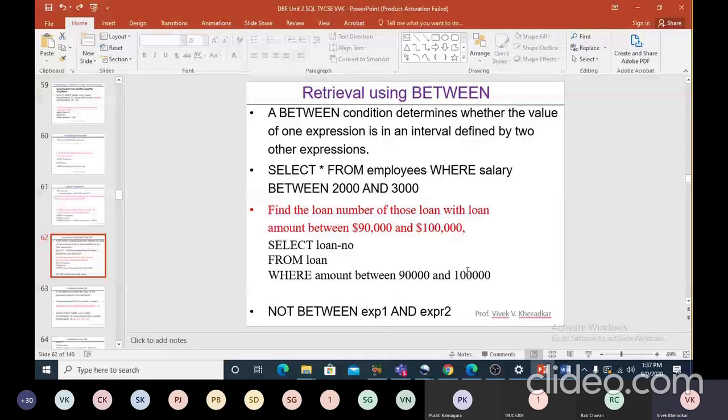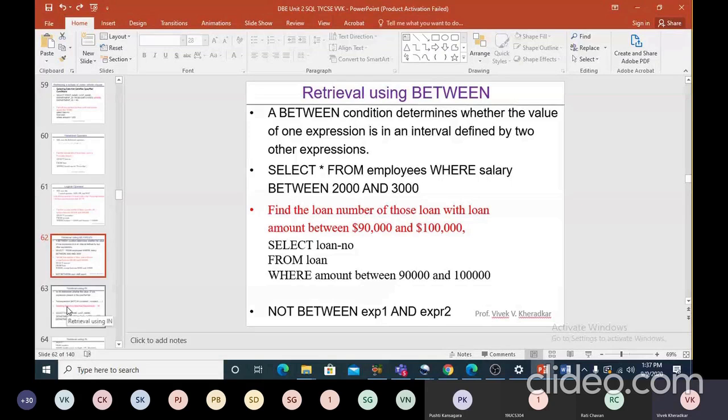Okay, you can also use NOT BETWEEN. Suppose you want all the loan numbers which are not in the range of 90,000 and 1 lakh, then you can use not between also. So the syntax is again the same as between. Instead of between, use not between. So the syntax is where attribute not between value 1 and value 2. Okay, so between is used for retrieving your data, and not between.